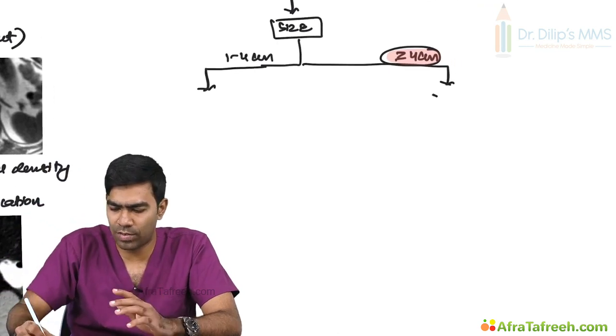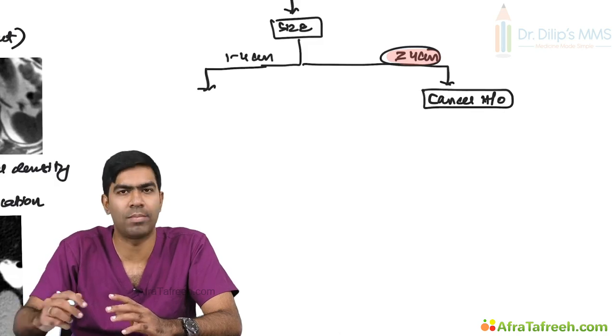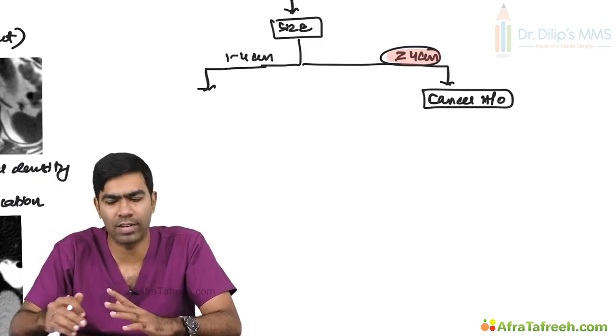Only one thing you have to see: whether the patient has any cancer history or not, previous cancer history, like a breast cancer, which you very commonly have to ask about, or a liver cancer.